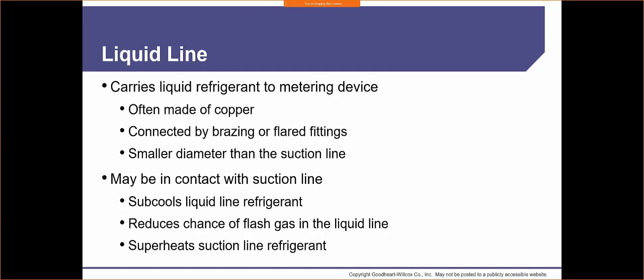Smaller diameter than the suction line. So the liquid line, because of the capacity that it holds in a liquid state, I don't need as much volume, and so I have a smaller line. Okay. It may be in contact with the suction line. It subcools liquid line refrigerant, reduces chances of flash gas in the liquid line, and superheats suction line refrigerant. So those are reasons why we would have the liquid line in contact. It's not always the case, but there are reasons for it.